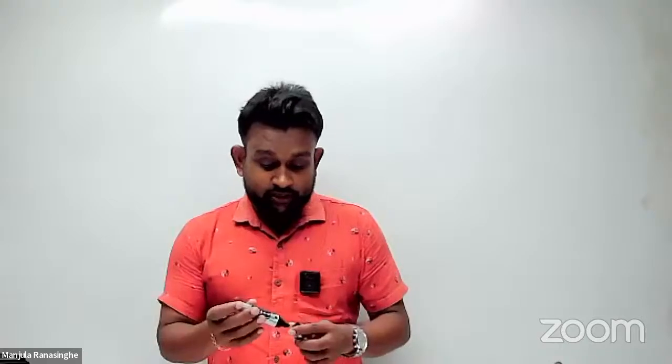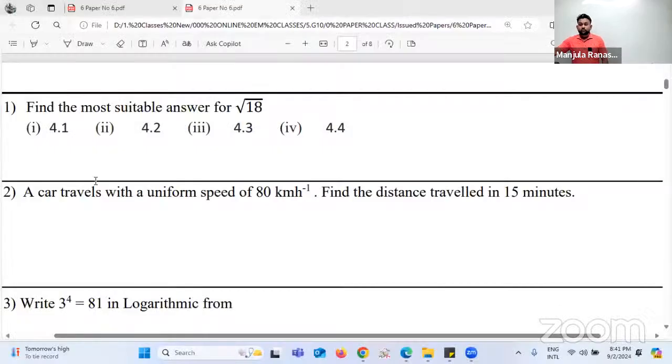Now we will move to the discussion. Now I am sharing the paper for you to see. These are the questions that we are discussing. The first question says: find the most suitable answer for square root 18.